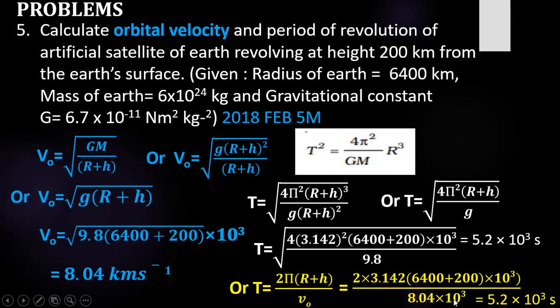Since it is in kilometer per second, you have to again multiply by 10 to the power of 3. If you simplify all these values, you again get 5.2 into 10 to the power of 3 seconds. This is one method, this is the second method. I think the second method is very easy because you have already calculated the orbital velocity, the same value you are taking here, and for both methods you are getting the same answer.